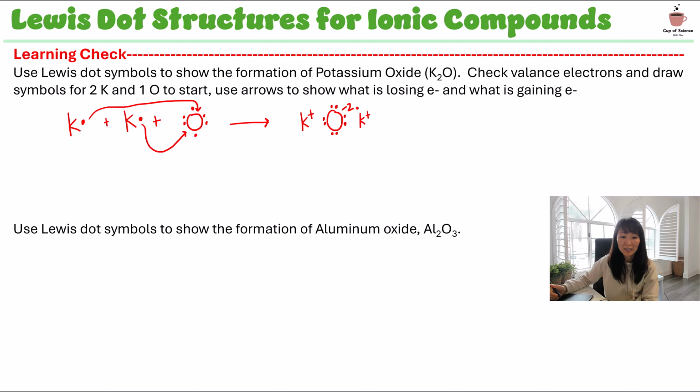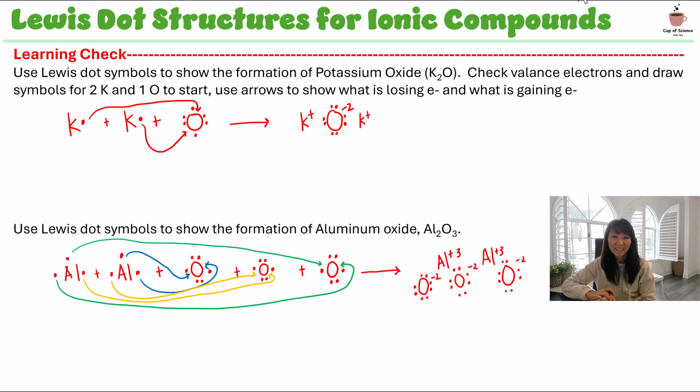So here is how the Lewis dot symbol is showing the formation of potassium oxide. You try the formation of aluminum oxide on the second one, and then come back and check the key. And here is the key.